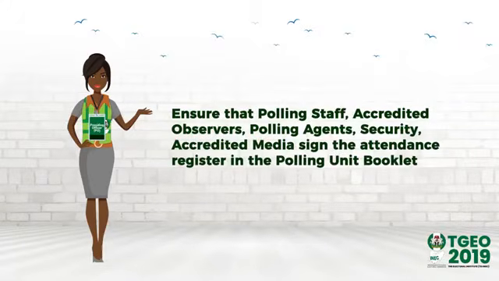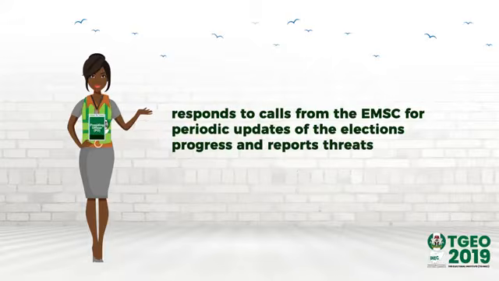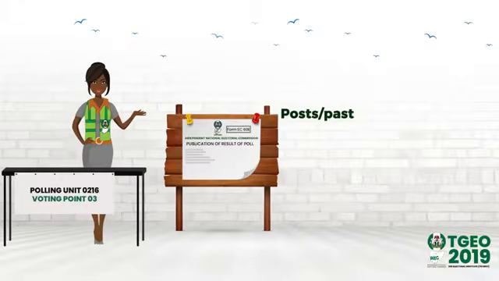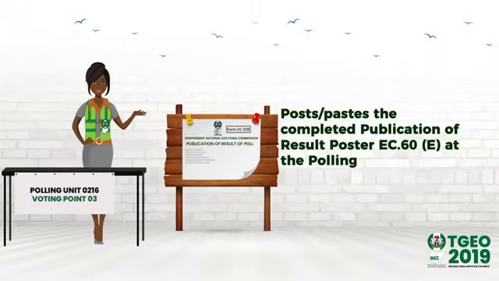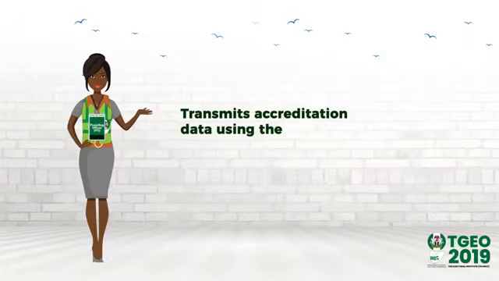Ensure that polling staff, accredited observers, polling agents, security, and accredited media sign the attendance register in the polling unit booklet. Provide periodic updates of the election progress and report threats. Post the completed publication of result poster EC60E at the polling unit. Transmit accreditation data using the smart card reader.